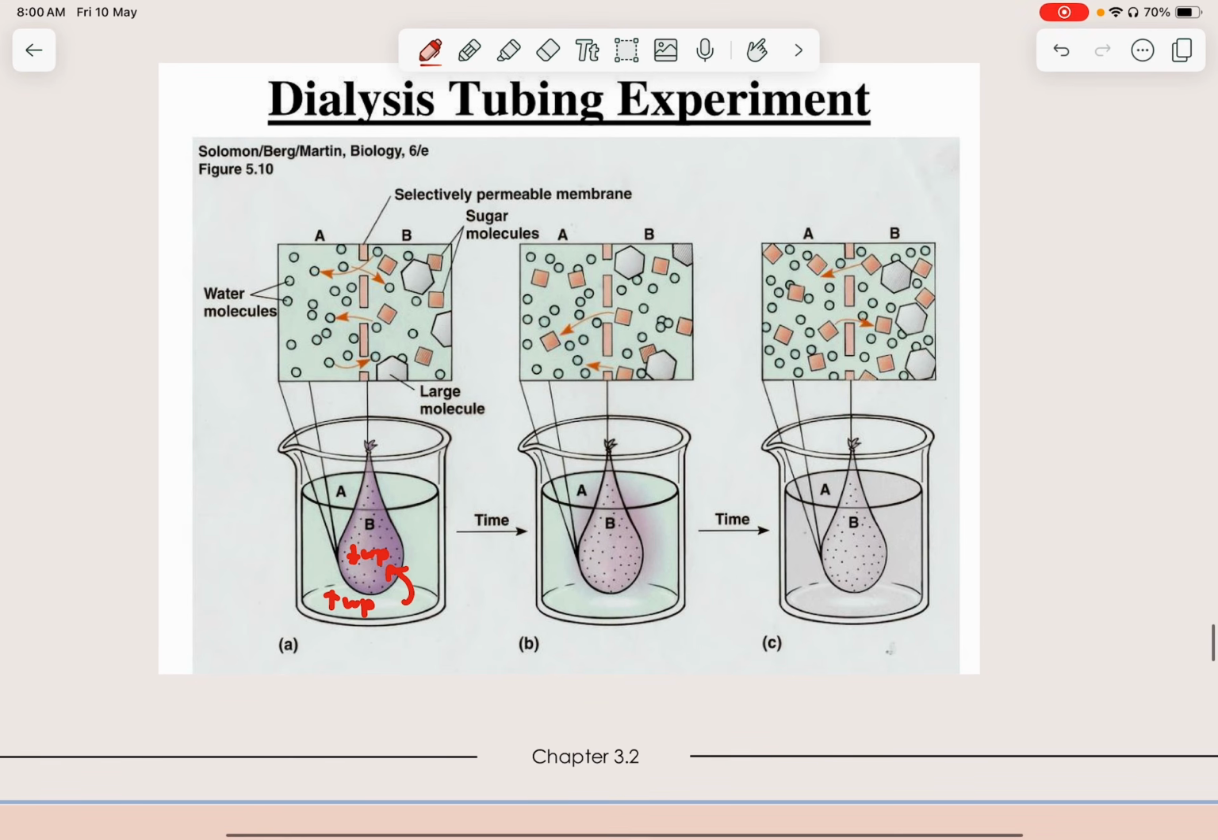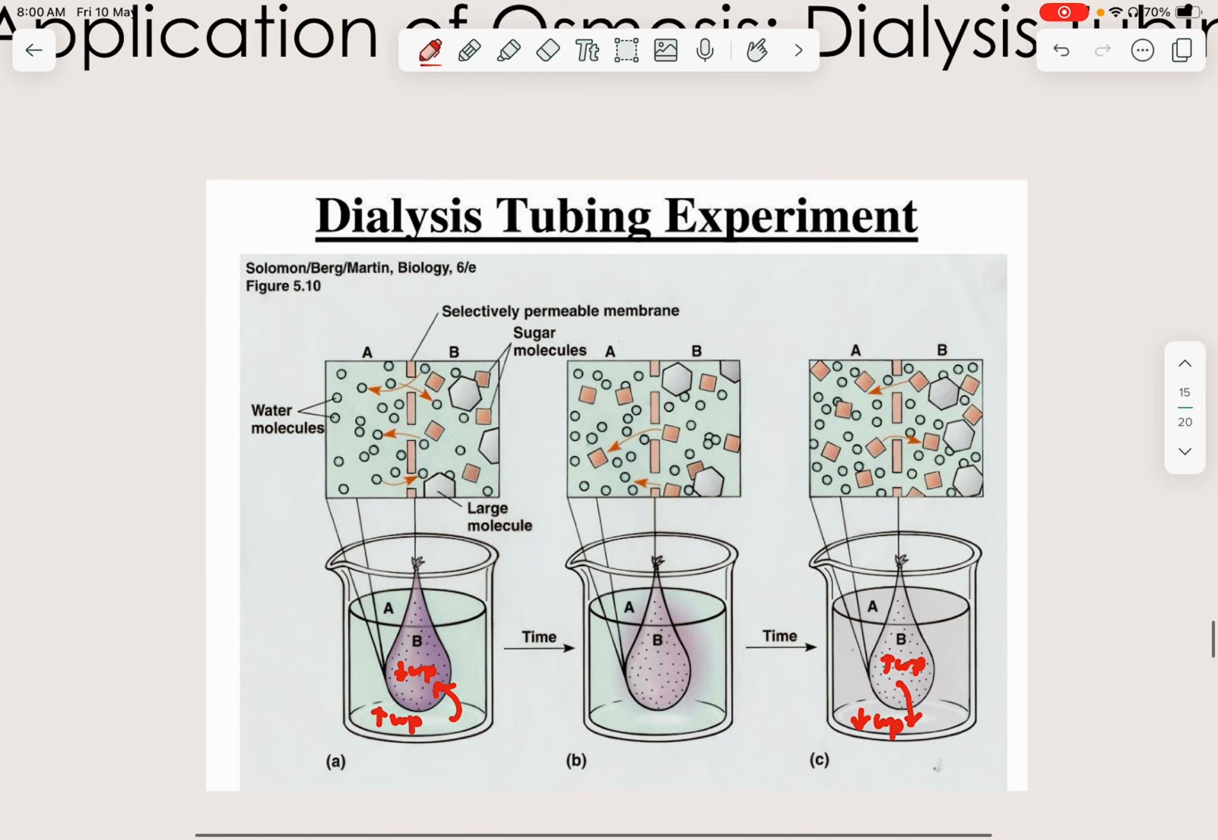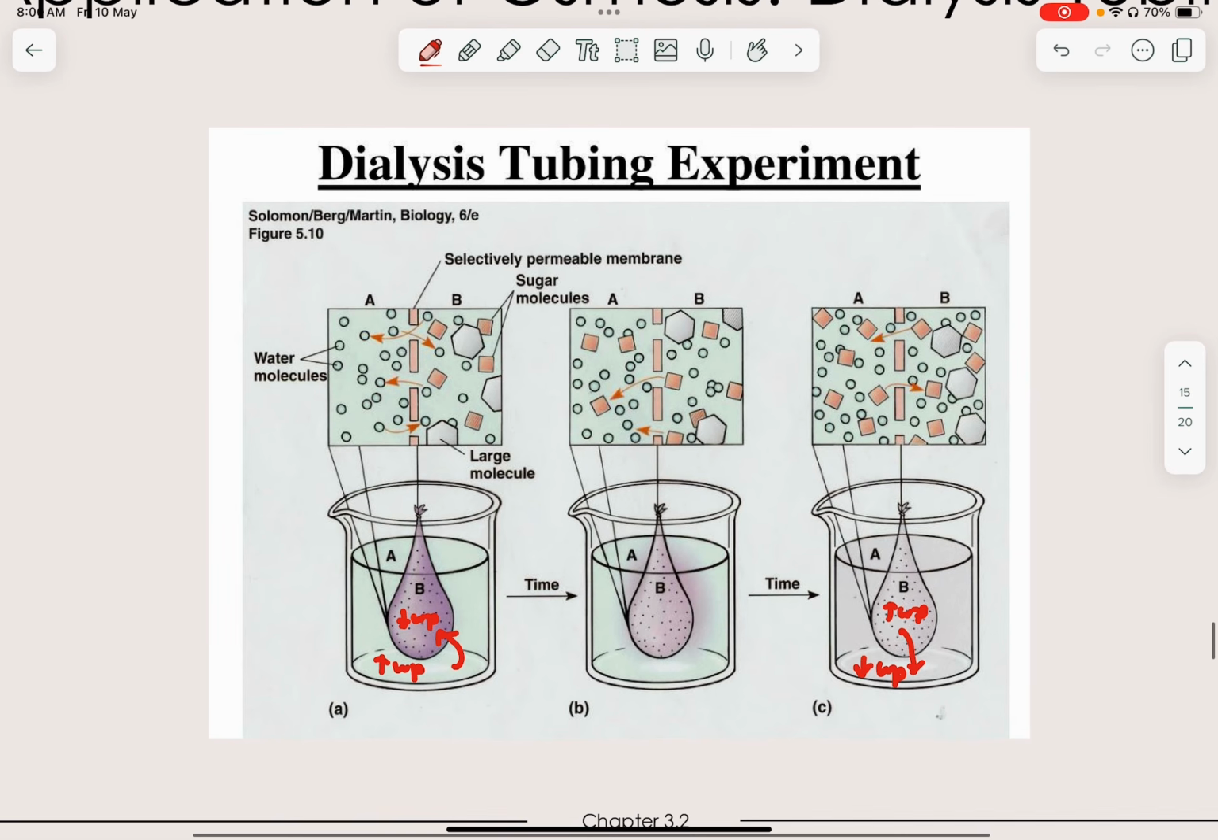Then, of course, if outside there is a lot of sugar, or it could be a salt solution, what happens is that outside has a lower water potential, therefore inside has a higher water potential, so water will leave, okay? And of course, the volume or the size of the dialysis tubing will begin to shrink, something like this. So this is what we know as the dialysis tubing.